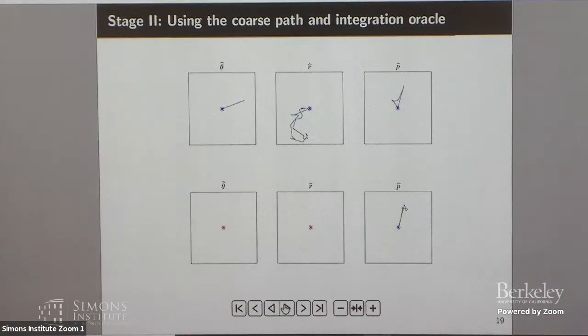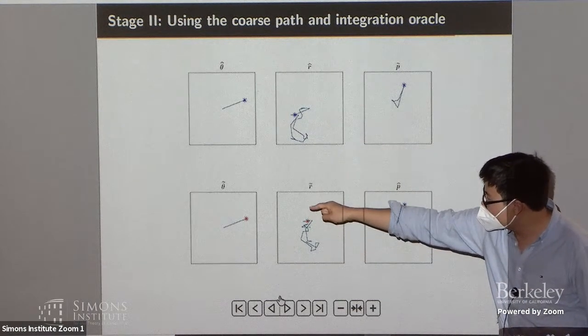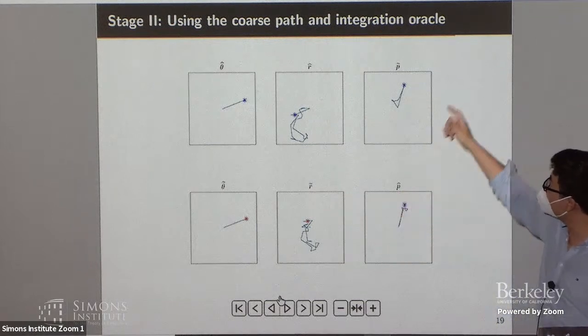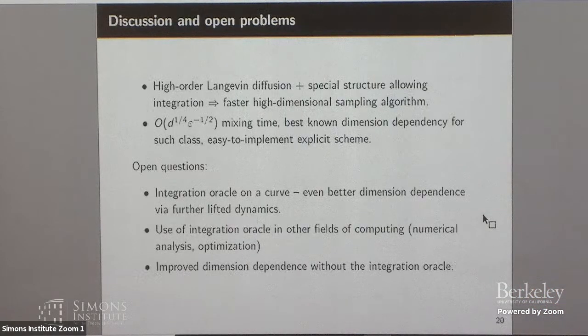So the way we do the last step is, as you can see, p tilde and p hat track the move of theta hat and r hat. And further, theta tilde and r tilde track the move of p hat. And everything is explicitly solvable using the integration oracle and the joint 5-dimensional OU process, which can be explicitly computed. And this gives the final result.